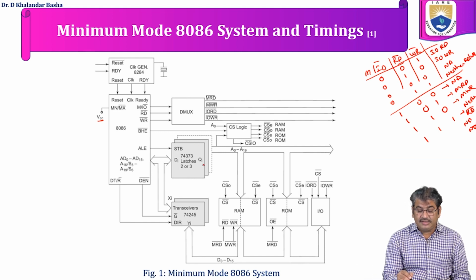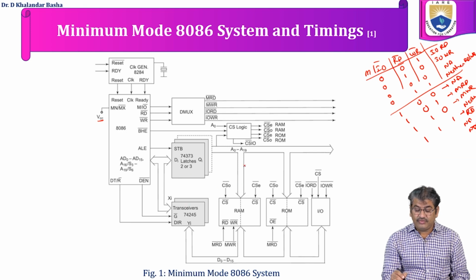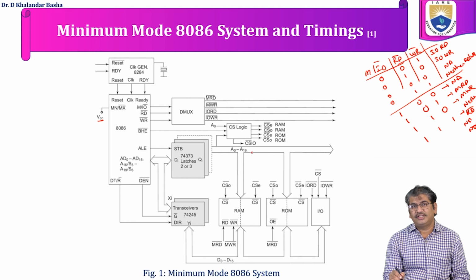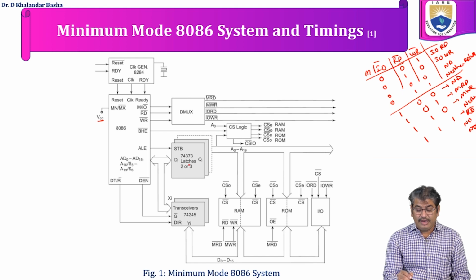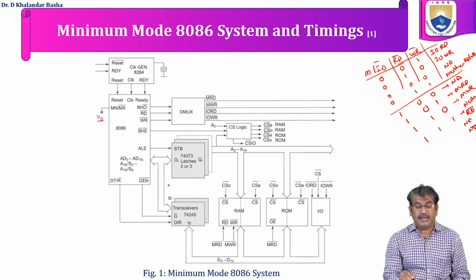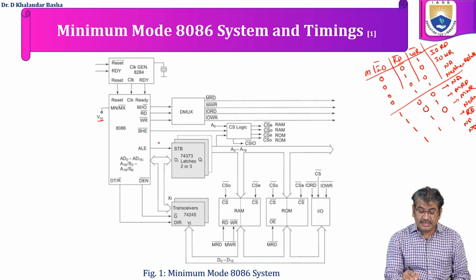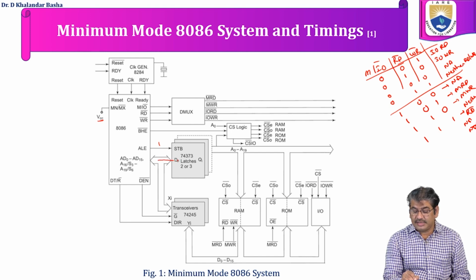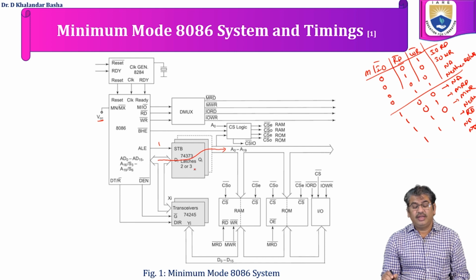Next, here we have the latches. The number of latches depends upon how many address lines we have. As the 8086 processor consists of 20 address lines, we are going to have a series of 20 latches in parallel. The inputs for the latches are AD0 to AD15 and A16 to A19. When the ALE signal is equal to 1, the latches will be transparent and this address will be passed to the A0 to A19 address lines.